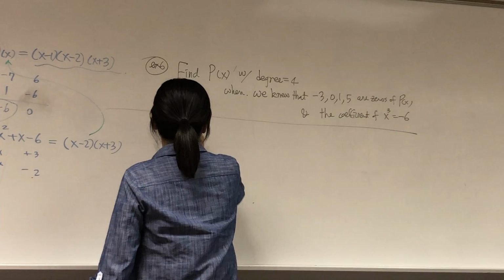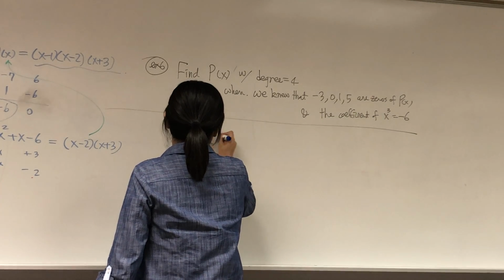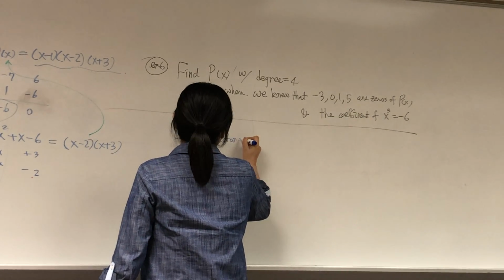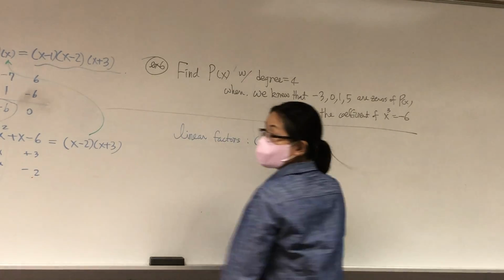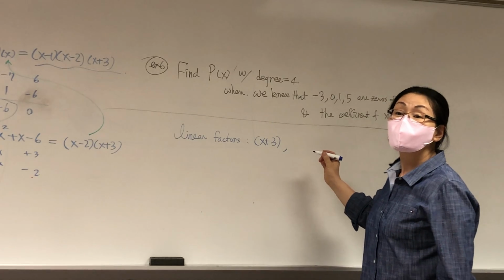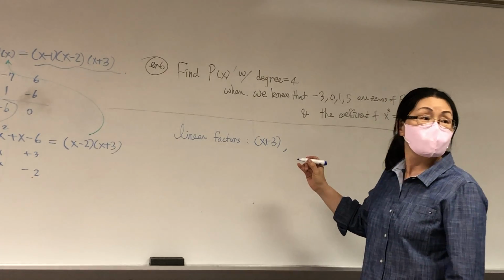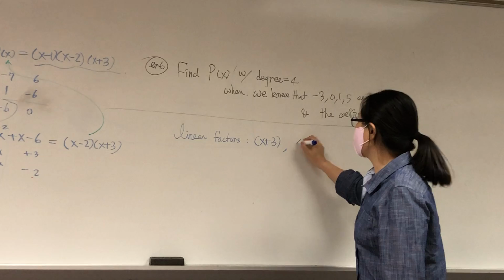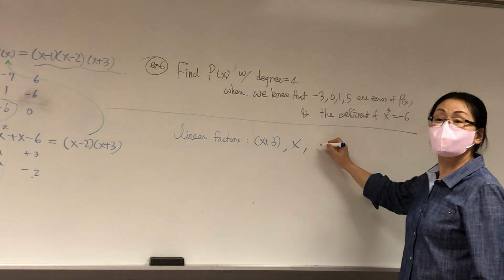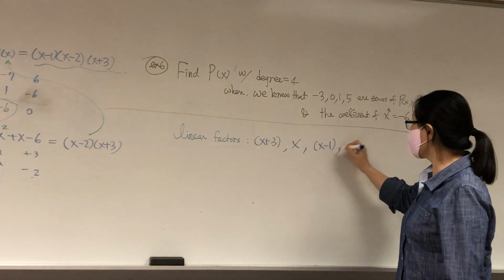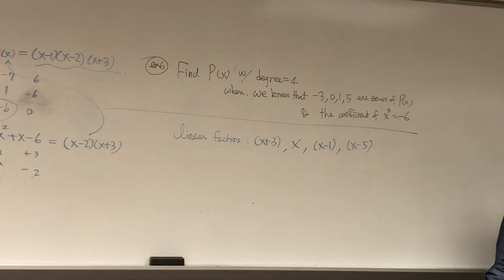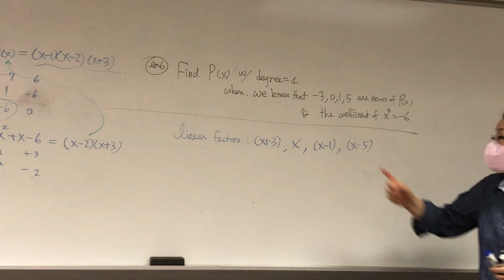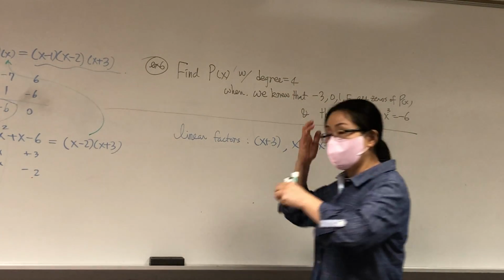So what are the linear factors of each? X plus 3. The 0 is throwing me off. So what? It's just X. That's right. Keep going. X minus 1. Good. X minus 5. Good. So you have 4 linear factors, right? And then what's the degree if I multiply? 4. Good. So it's matching with this, yes? Okay, and then set up.